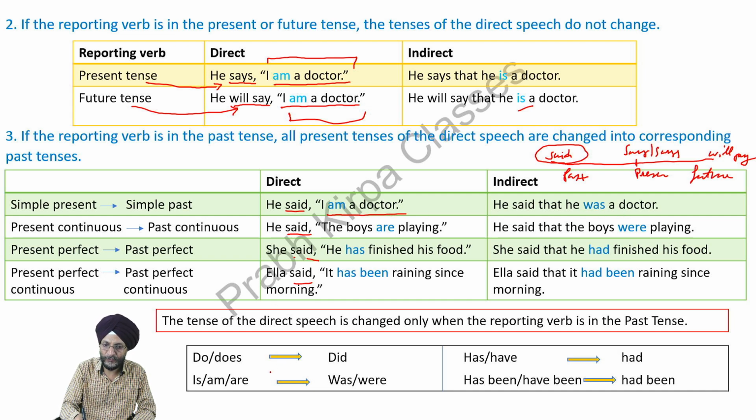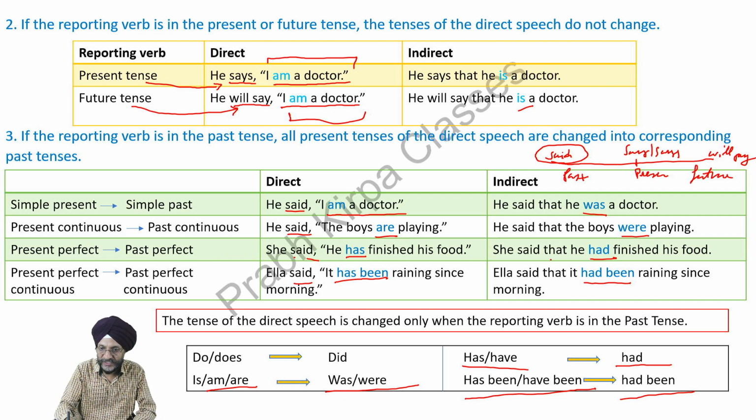In simple words, we can say that is, am, are is to be changed into was, were; has, have is to be changed into had; has been, have been is to be changed into had been. You will see I am is being changed into was, are is being changed into were, has into had, has been changed into had been. No other change you will see has been made except here.